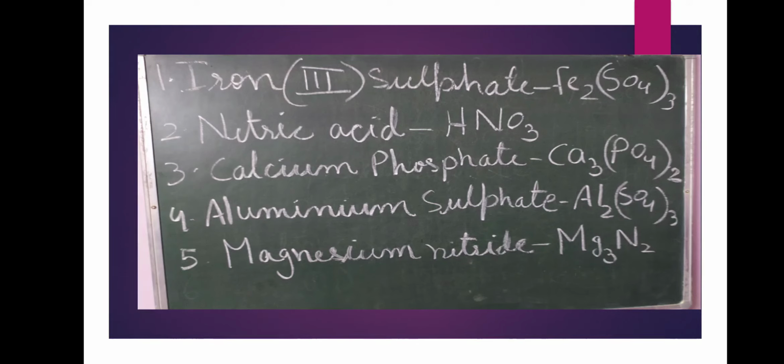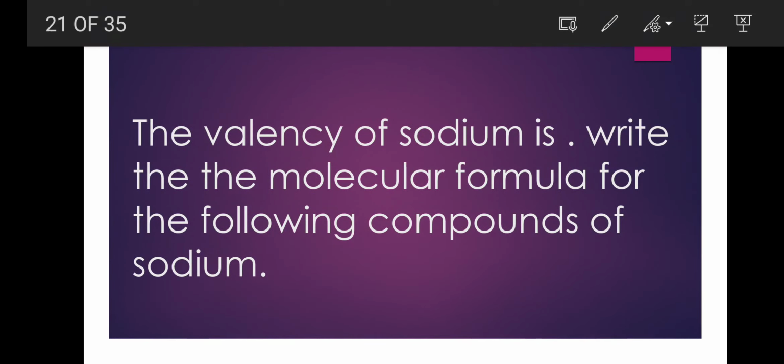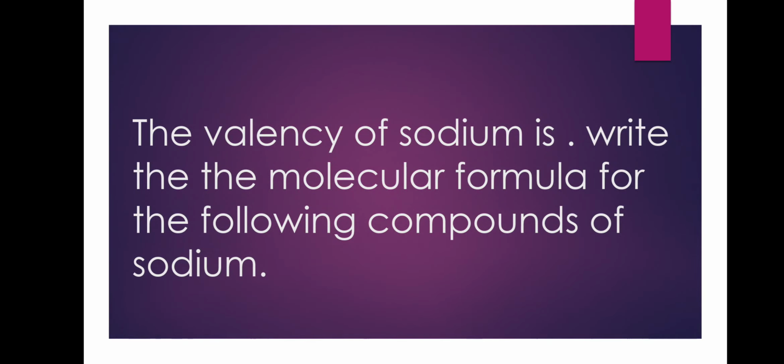As I have written, same way you write. Don't change anything, neither the letter nor the number. Okay. Even bracket also, where I have given the bracket, please give the bracket. Nitric acid HNO3, calcium phosphate Ca3(PO4)2, aluminium sulfate Al2(SO4)3. Magnesium nitride Mg3N2. Okay. Now next question is the valency of sodium is 1.